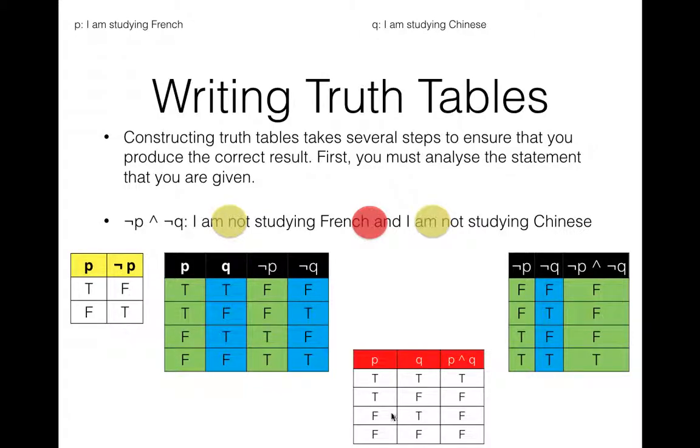So here I've got false and true, still false. If not P is true, but not Q is still false, then the conjunction between them is still false. The only way for a conjunction to be true is if both statements are true. So this is the table that I end up with.